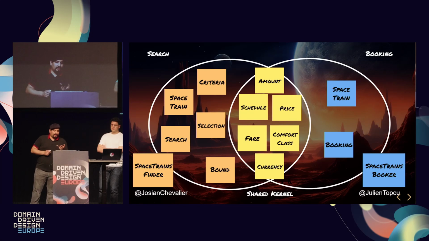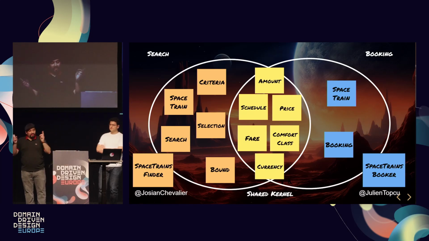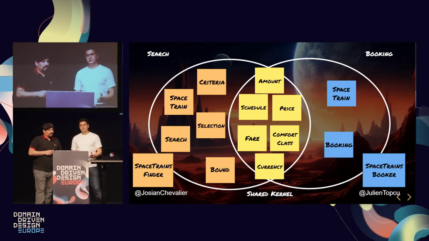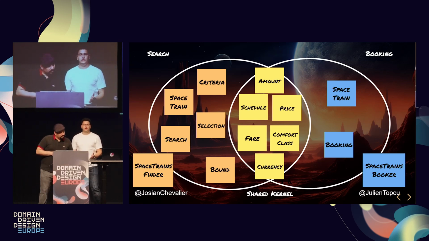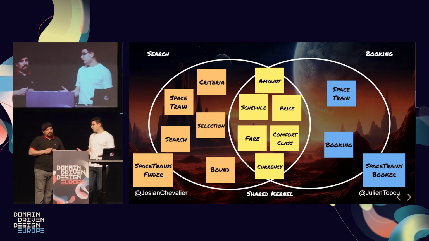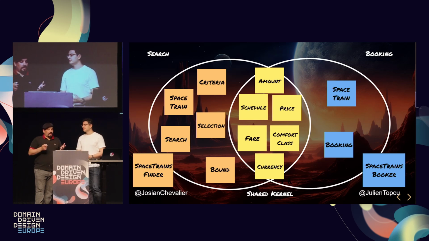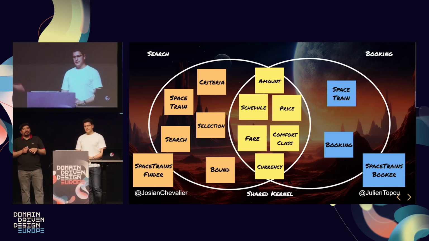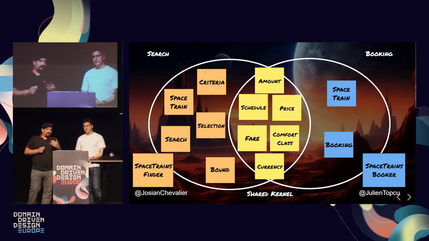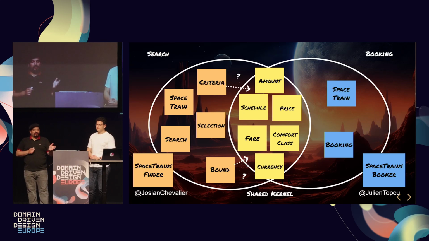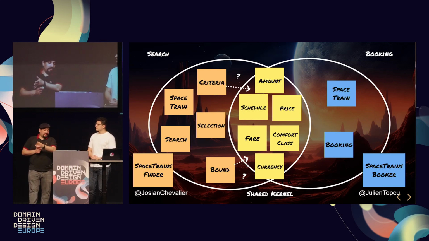It represents, in fact, the intersection between our two domains. And more than this, it also materializes the uncertainties we have regarding the position of the boundary. We know the boundary is somewhere within the shared kernel, but we're not sure exactly where it goes, so we don't know how to split. Absolutely. But having that kind of shared kernel here brings us a lot of flexibility, because if in the future we discover that we need criteria and bound from the search the same way in the booking, we just have to put that in the shared kernel.